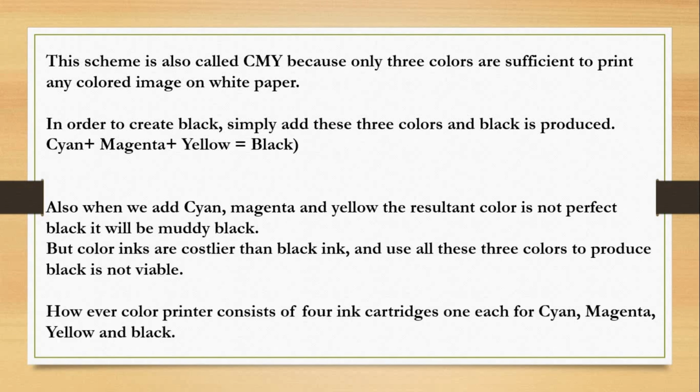That's the reason why the color printer consists of 4 cartridges. Actually, we said 3 is enough to produce any color. That is, cyan, magenta and yellow is sufficient to produce any color on white paper. But why do we need black ink in your color printer? The main reason is when you add cyan, magenta and yellow, we get a muddy black, not a perfect black. The other reason, the color inks are very costly than black ink, and use of all these 3 colors to produce black is not viable.